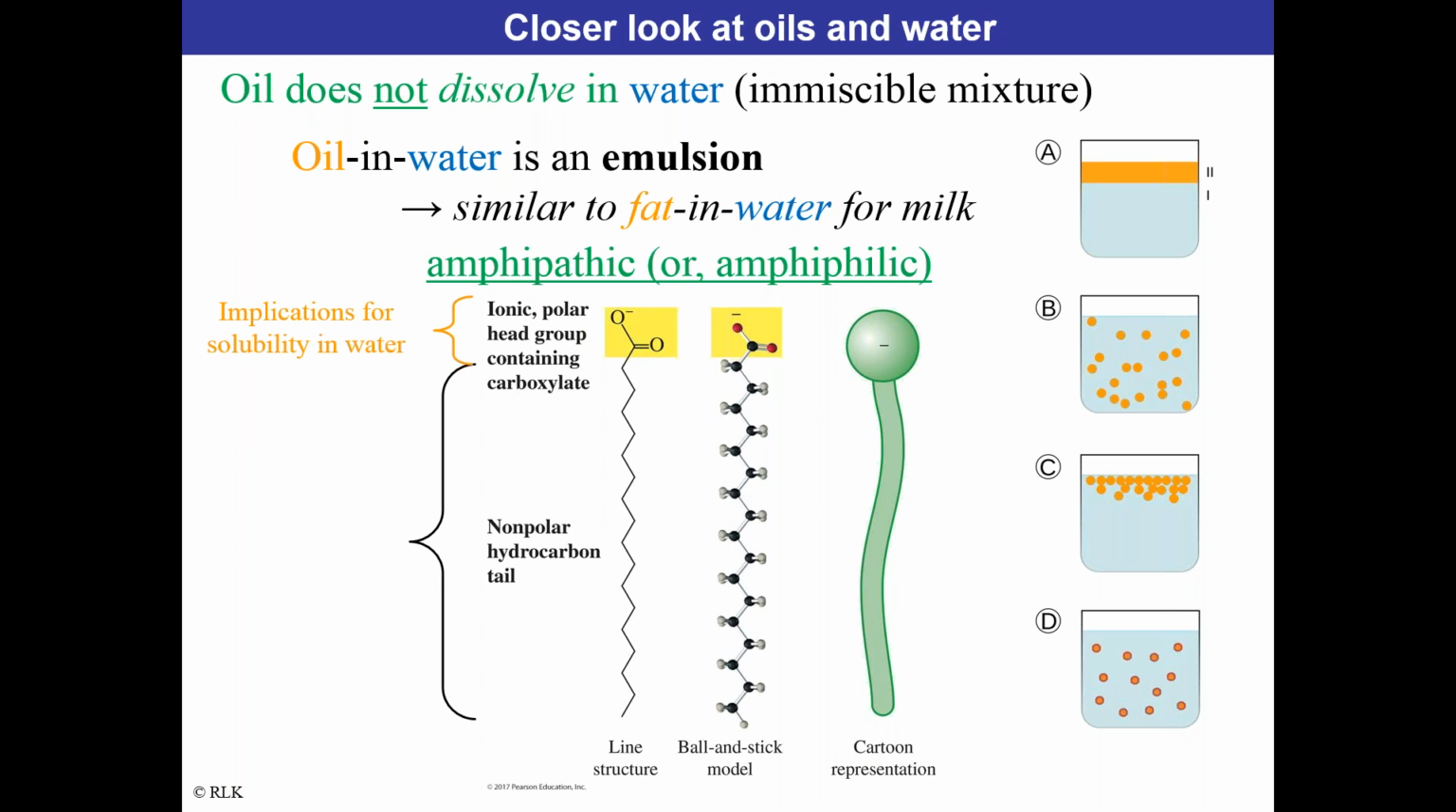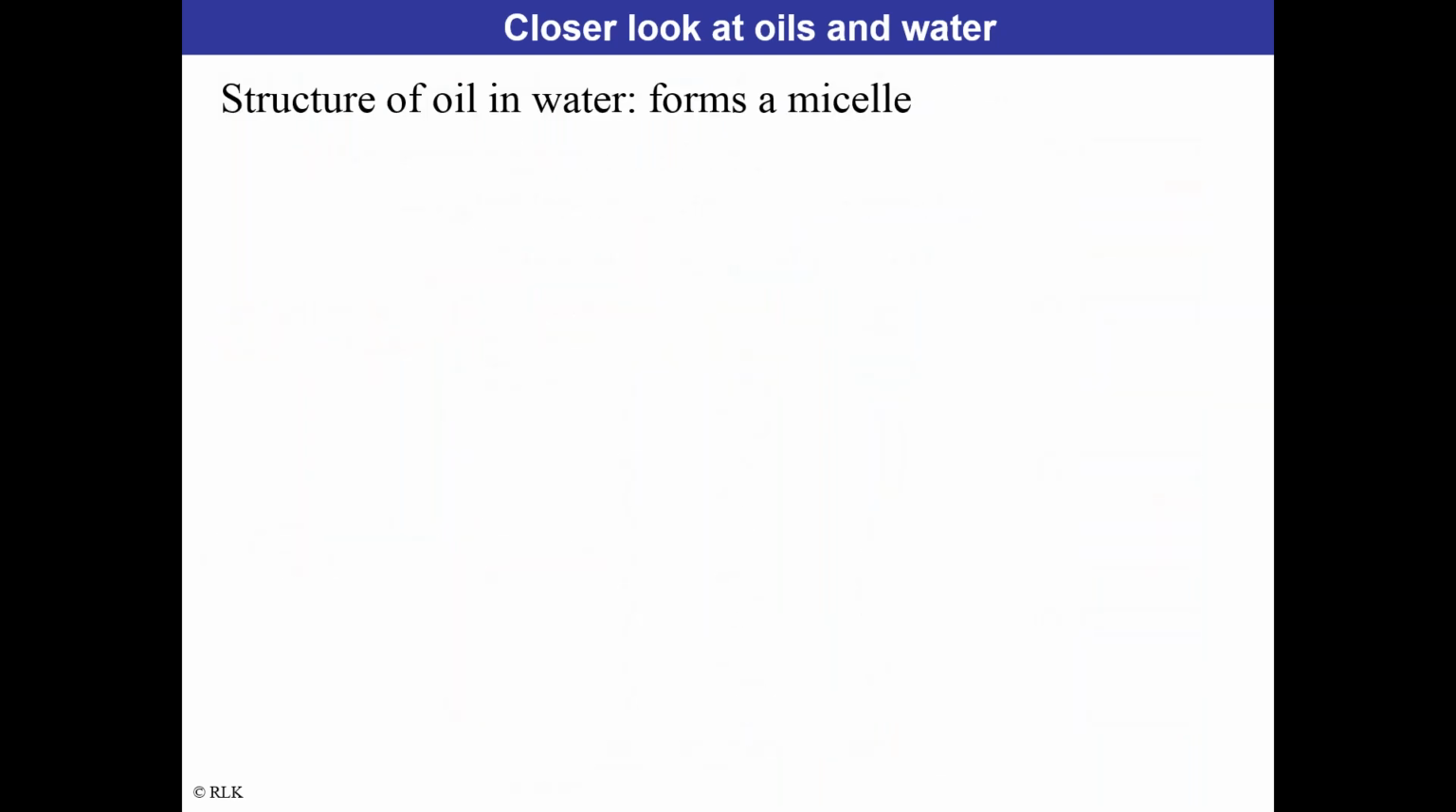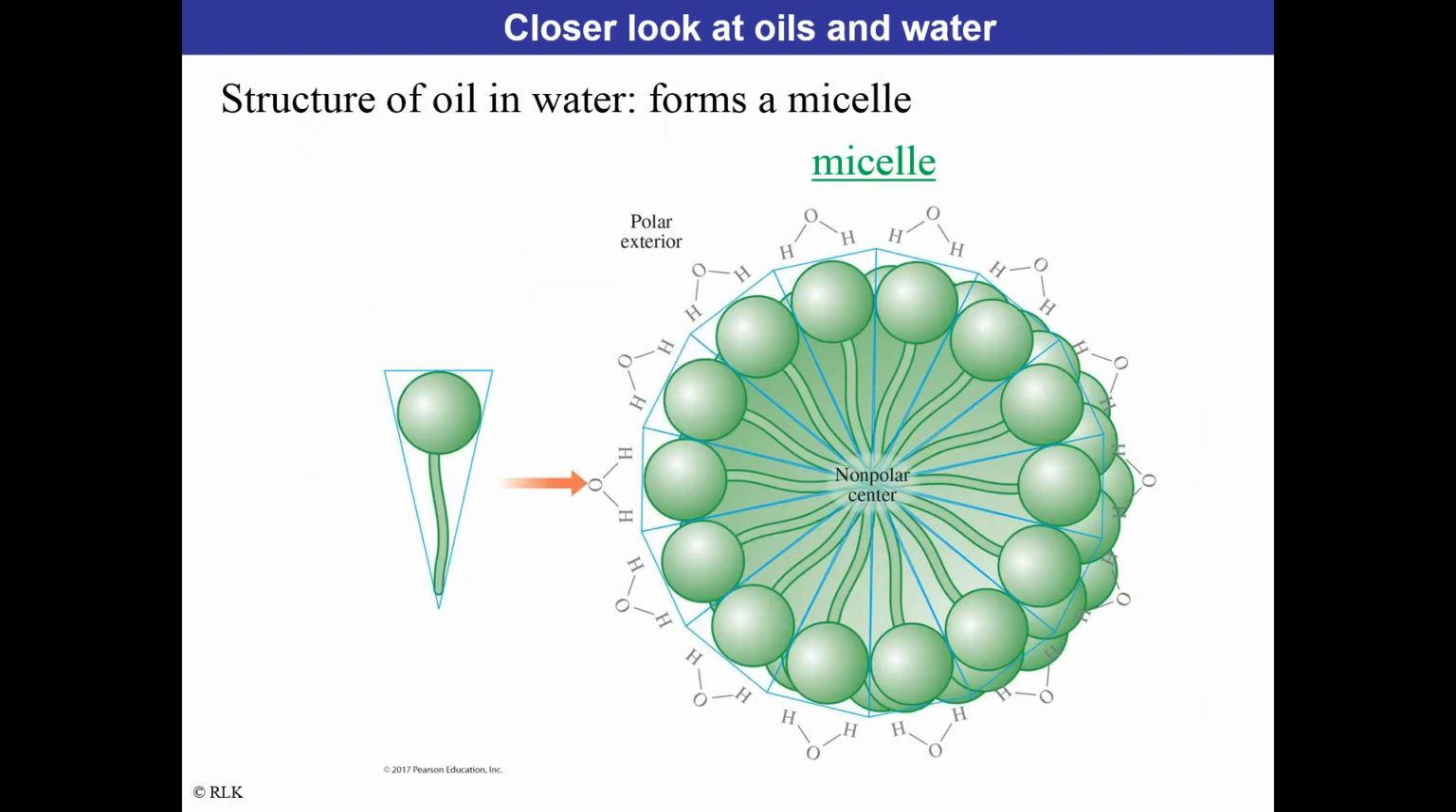And so this always has implications for solubility in water, with respect to the ionic head group, and then with respect to the non-polar tail? Well, that has implications for making grease become a bit more soluble. And let's take a closer look. So if you had the structure of oil and water, this would actually form what's called a micelle.